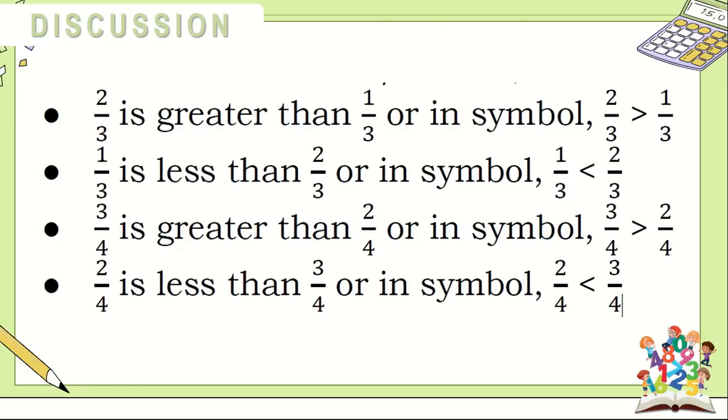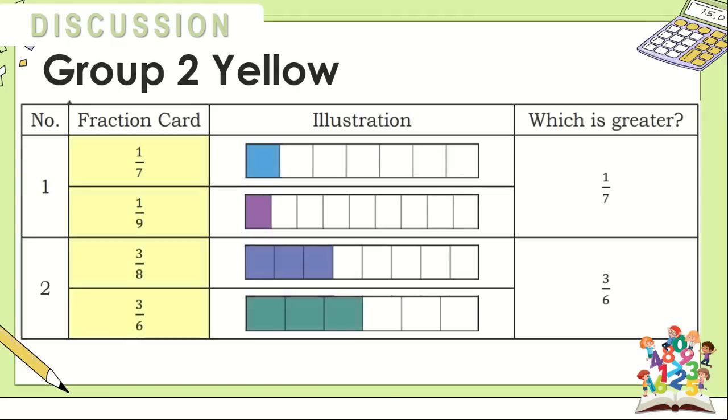For group 2, yellow. The fraction card, 1/7, 1/9, which is greater? You're right, it is 1/7. For number 2, we have 3/8 and 3/6, which is greater? Very good. Based from the illustration, 3/6 is greater.